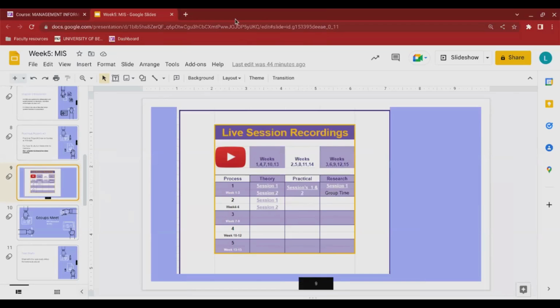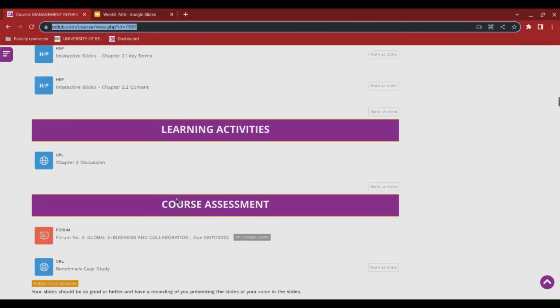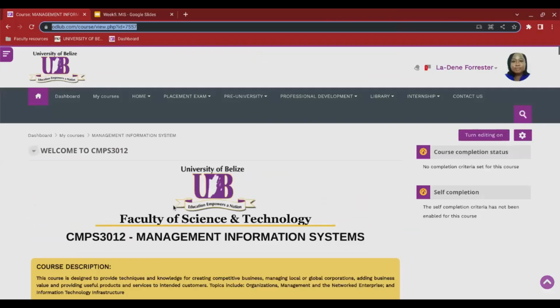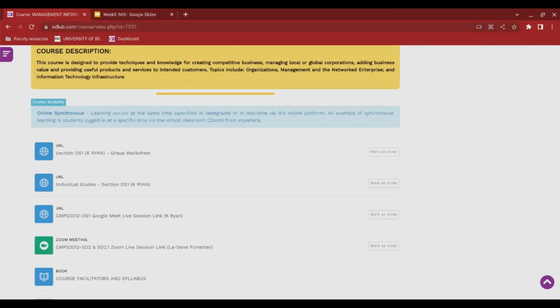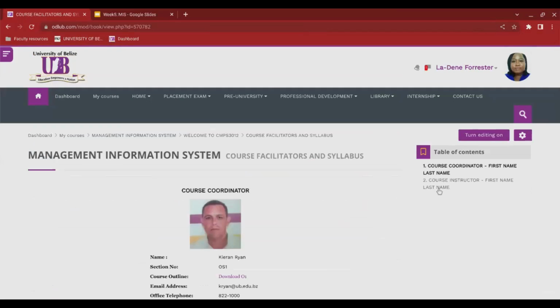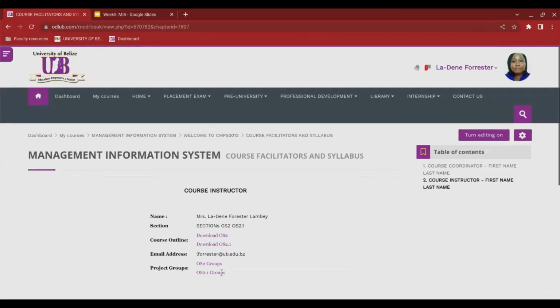Yes, question? Where do you find them again, Miss? Please repeat. Okay, so it's the same Google Sheets that is there for your group. Let me show you for quick reference. All the way at the top, we have course facilitators and syllabus. That's under the Zoom meeting link, right? Just 1 minute. Yes, right in this book there are 2 links. Mine is the second one. And then you'll be able to see OS2 groups.